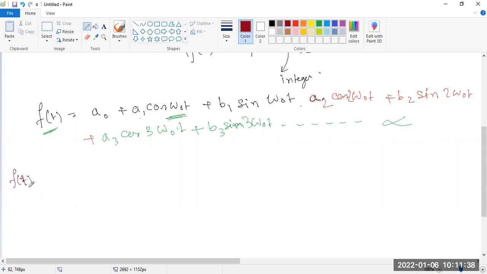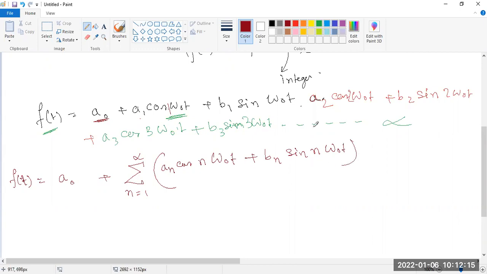So you can see the function of t is written as a0, the initial term, then the summation from n equal to 1 to infinity of an cos n omega 0 t plus bn sin n omega 0 t. This a0 is your DC term, and these terms are the AC terms, the cos n omega 0 t and sin n omega 0 t.